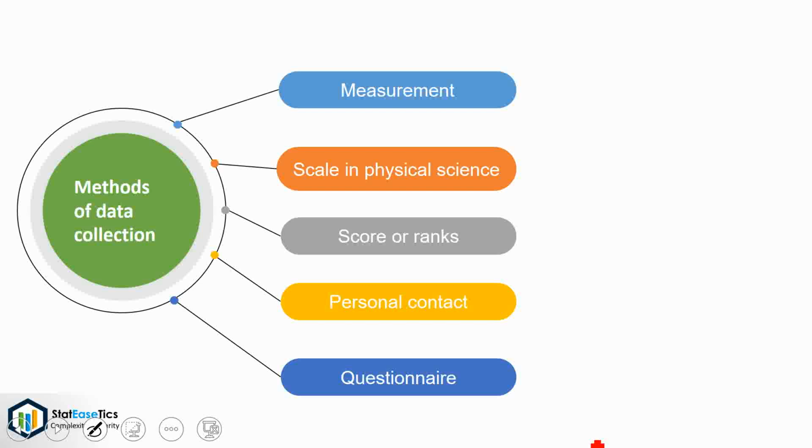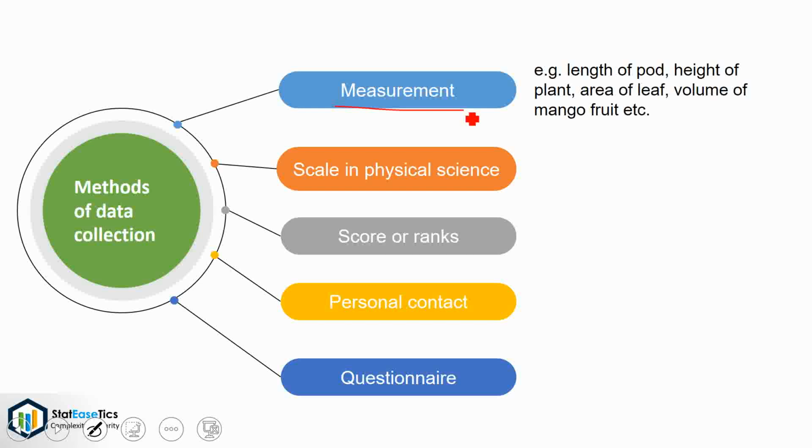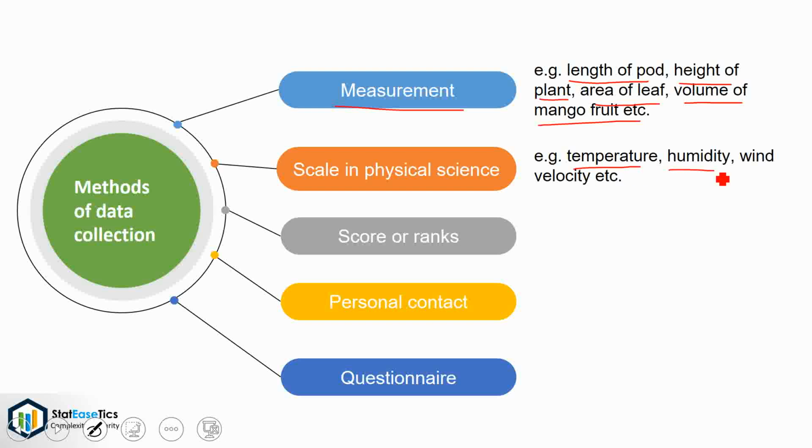Methods of data collection. Let's see various methods of data collection. The first one is measurement. Here it tells us how we can measure different characteristics like length of pod, height of plant, area of leaf, volume of mango fruit, etc. Scale in physical science. The physical measurements like temperature, humidity, wind velocity, etc.